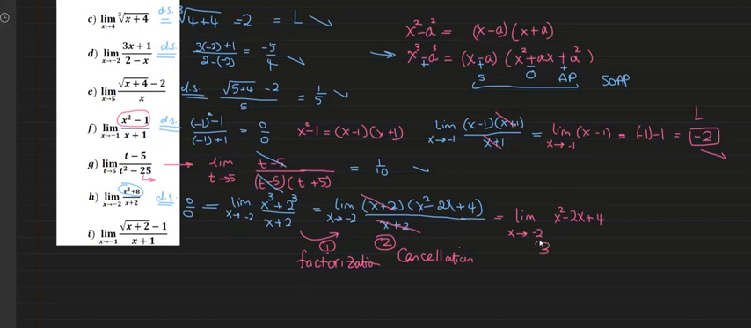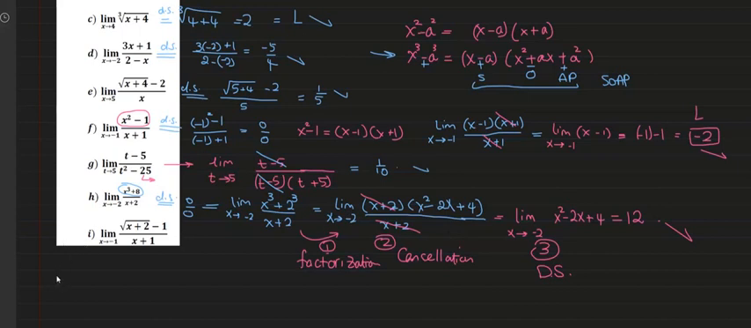Finally, we try again to direct substitute with the x = -2. -2 squared is 4, and -2 times -2 is plus 4. So 4 plus 4 is 8, plus 4 is 12. And here we go, that's the L that we are seeking. Perfect.